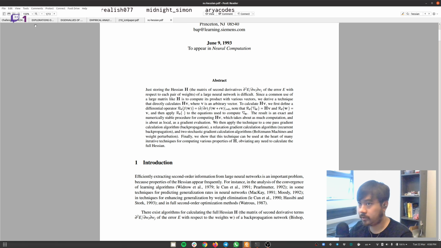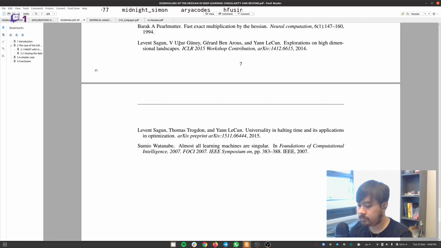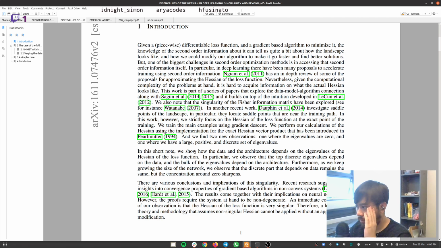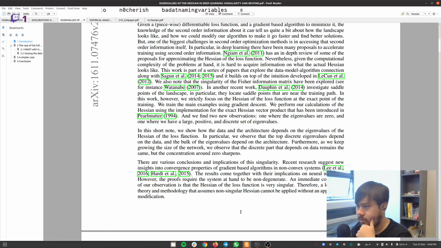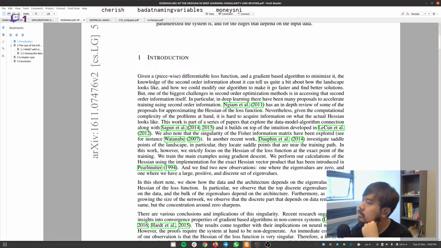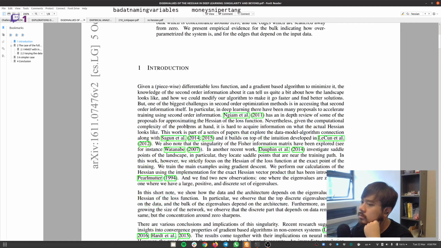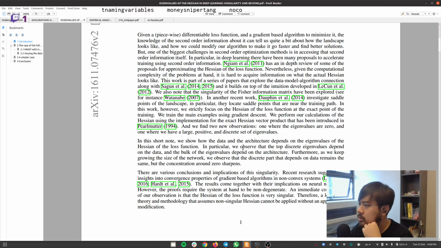Okay, we come back to this one where we find here eigenvalues. What's a discrete set of eigenvalues? In this short note, we show how the data and the architecture depend on the eigenvalues of the Hessian.